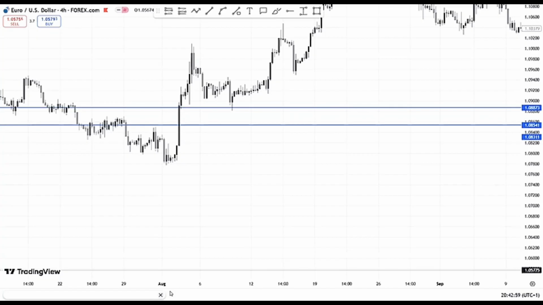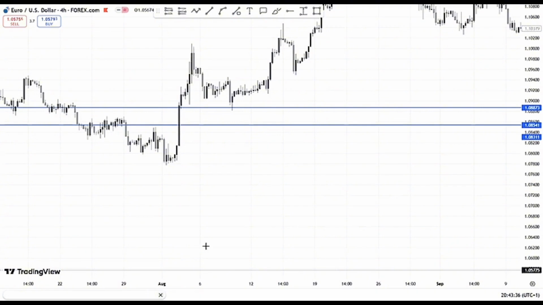AOI can be identified. Please don't annotate on my chart, please. AOI can be identified as a bullish candle formed among multiple bearish candles, or as a bearish candle formed among multiple what? Bullish candle.